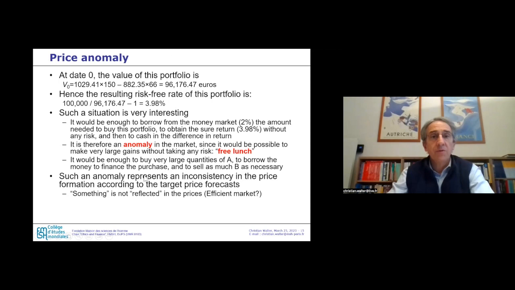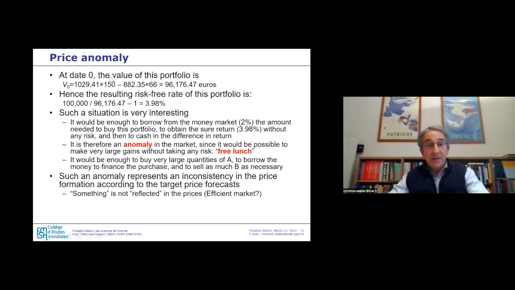Now, we know that at date zero, the value of the portfolio V0 is 1029.41 shares times 150 minus 882.35 times 66 for the company B, which equals 96,176.47 euros for V0, which is the value of the portfolio at date zero in the case of the asset allocation obtained from solving the equation of the risk-free portfolio.